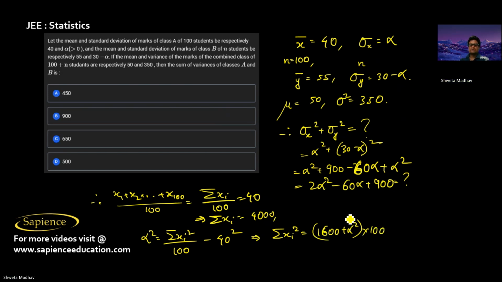Similarly, here y bar means summation yi, i going from 1 to n, divided by n, that is equal to 55. So therefore summation yi is equal to 55n, and summation yi square by n minus y bar square, 55 square, is equal to sigma y square, that is 30 minus alpha whole square.